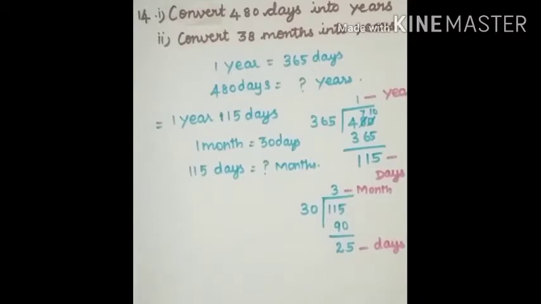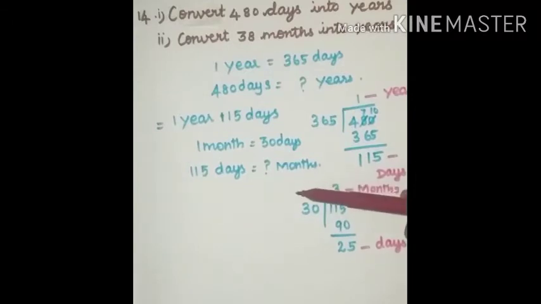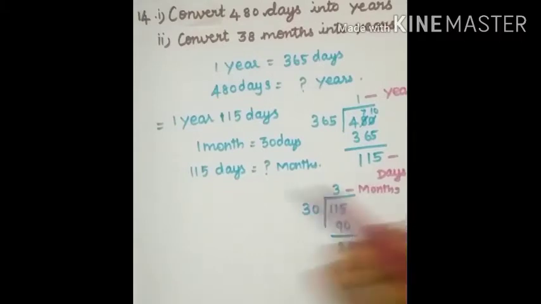Students, you may get confused. Here we have taken the quotient as year and the remainder as days. But here we have considered the quotient as month and the remainder as days. Because in the first one we have to convert days into years, so the quotient is considered as a year. In the second one we have to convert days into months, so the quotient is considered as a month and the remainder is considered as days.